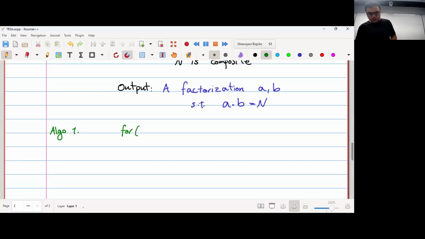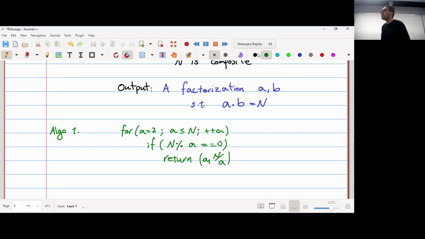So I just say for a from 2 to big N. Actually, this is more C++ than pseudocode. Anyway, if n is a multiple of a, then just return a and n over a as your factorization. And of course, this will work because I'm guaranteeing the input number n is composite. So at some point, I'm going to get to one of its factors. And actually, I'm going to get to its absolutely smallest factor. And when I see the smallest factor a, I'm going to just return a and n over a.